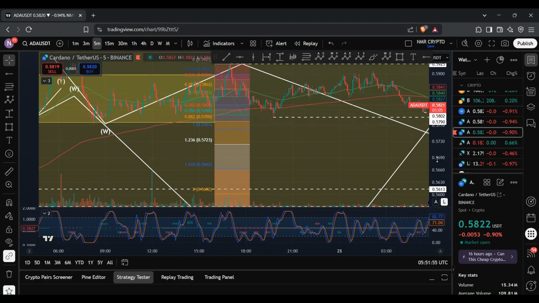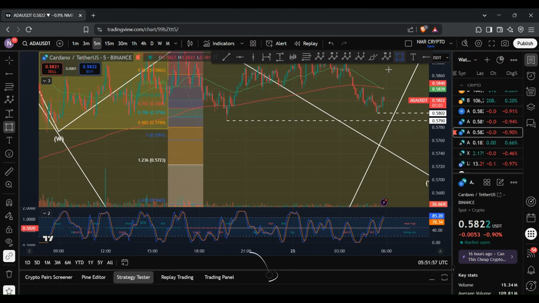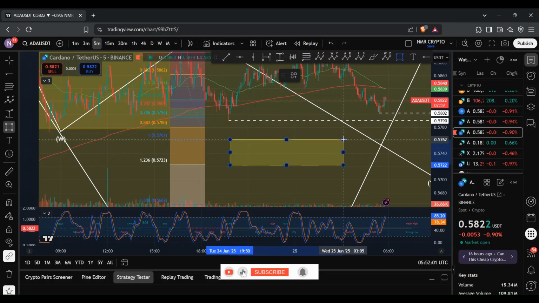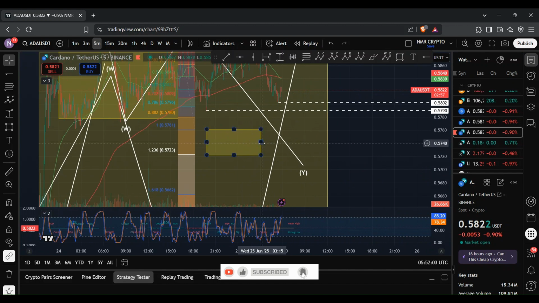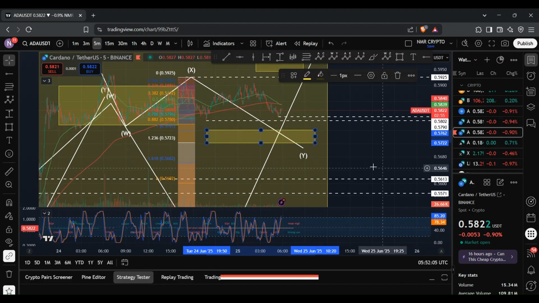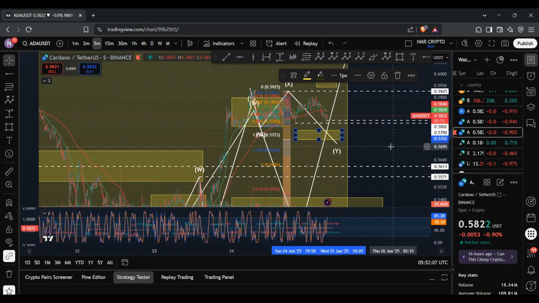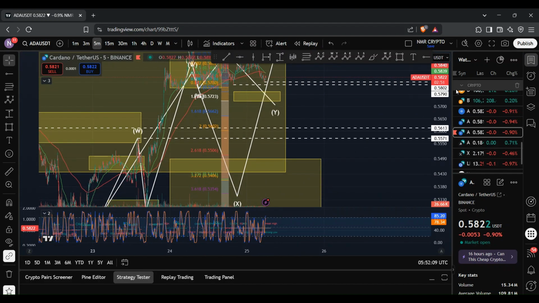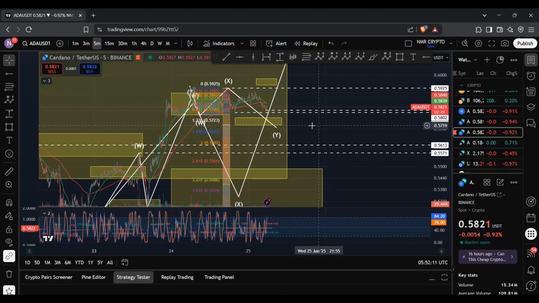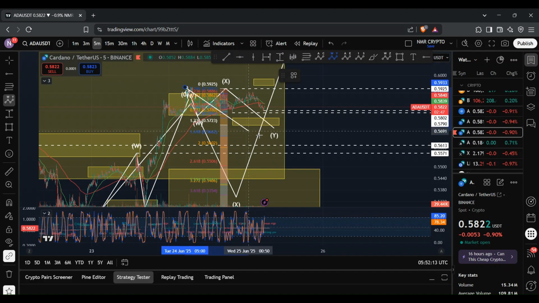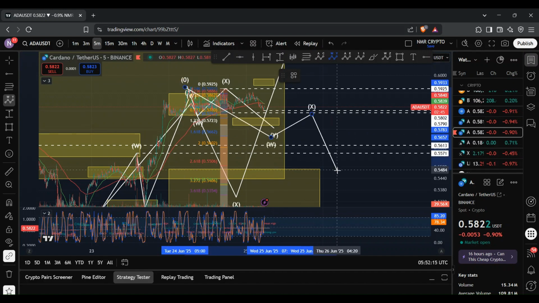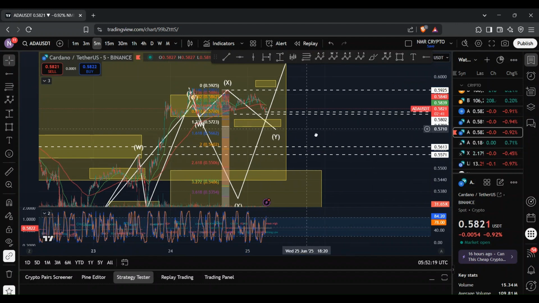So ADA could potentially reach anywhere between 57.23 cents to 57.61 cents. If I mark that out, we could tap into this region here. It will be interesting to see if ADA would then be within the X wave to the downside, where this double XY structure will make up the double wave. And then we'll see a retracement to the upside, followed by a final push to the downside, where we then tap into this region here.